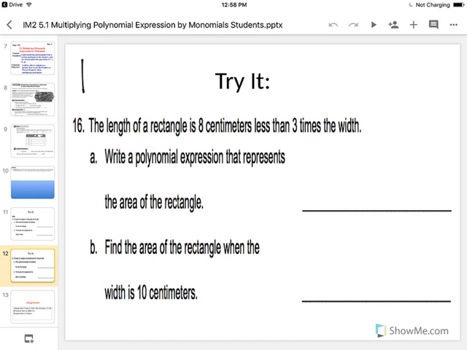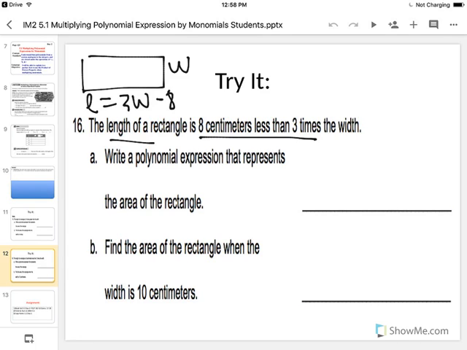Okay, so we see that the length of a rectangle is 8 centimeters less than 3 times the width. Right, so label this as the length and this as the width. So the length is 8 centimeters less than 3 times the width.